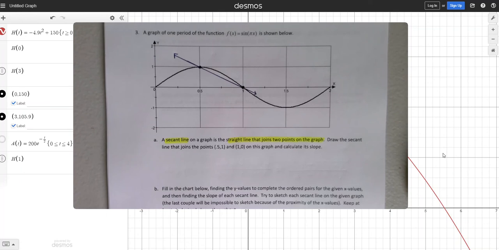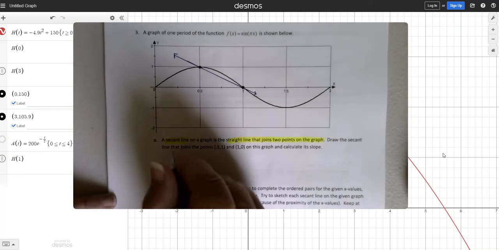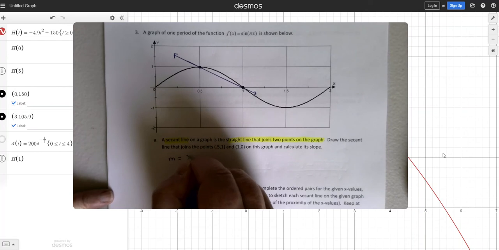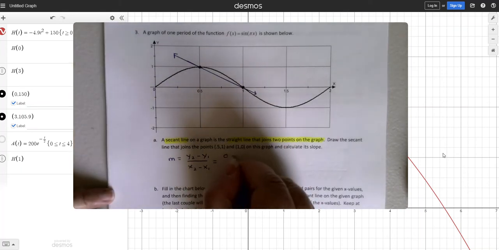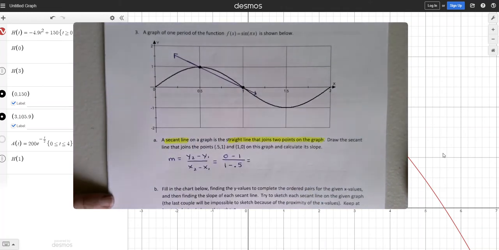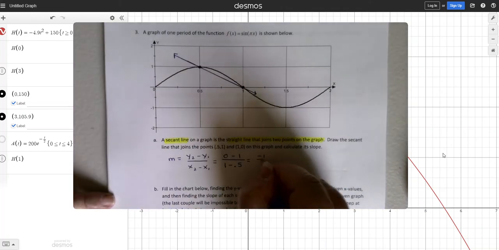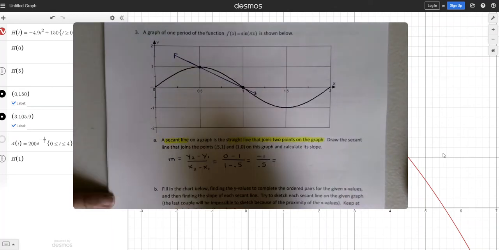All right. All I want to do is calculate the slope of that line, which of course is an old hat kind of a thing, right? We've all calculated slopes of lines a million times. Just y2 minus y1 over x2 minus x1. So 0 minus 1 and 1 minus 0.5. That's -1 divided by +1/2, and that should be -2.